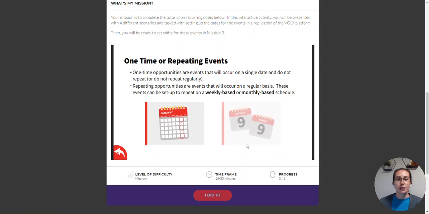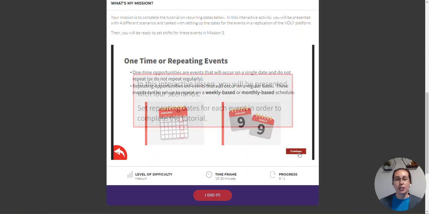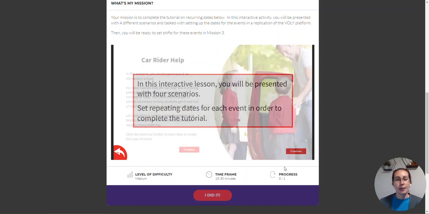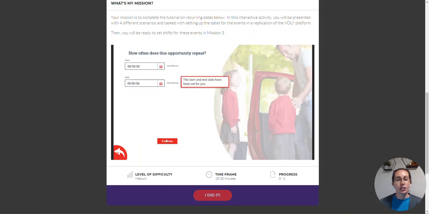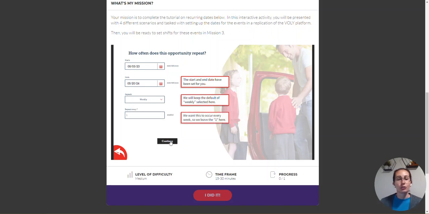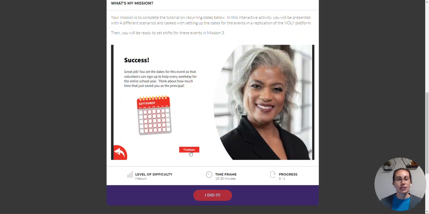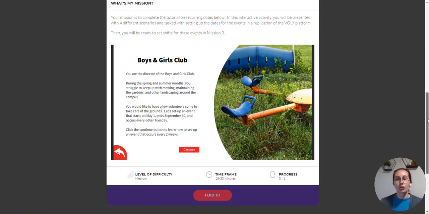So we talked about the difference between one-time or repeating opportunities and when you might use each. And then I created some scenarios to help them practice actually creating those repeating opportunities. So here we need to repeat every day of the week. There are several scenarios there that they walk through.